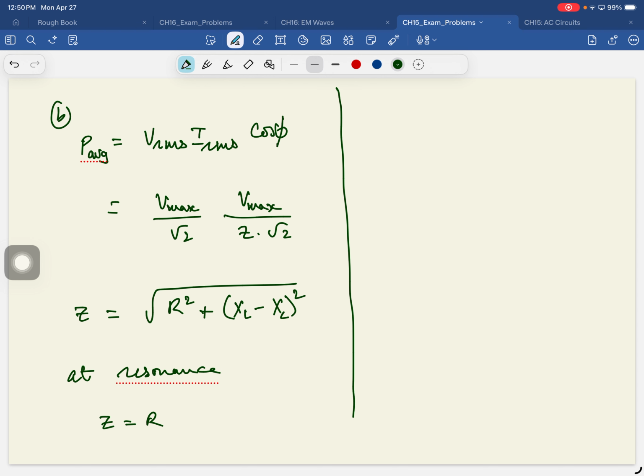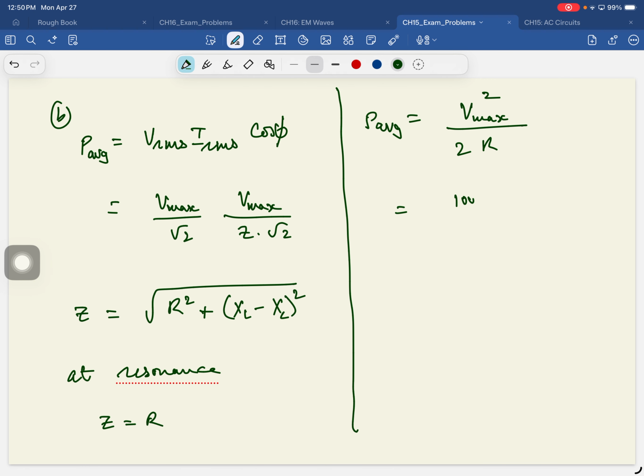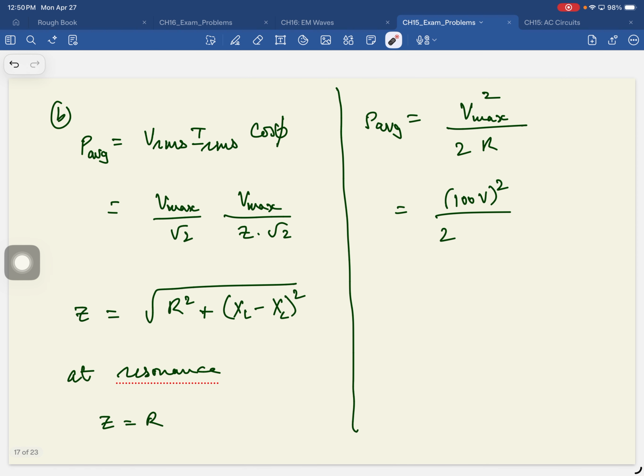So the average power delivered is Vmax squared over two times R. And this is the 100 volt source, so 100 volts squared divided by 2 times 100 ohms, since the resistance is 100 ohms. So that's 50 watts.